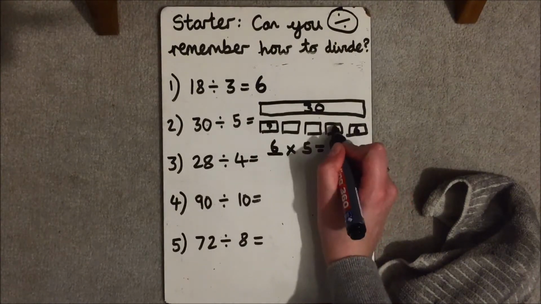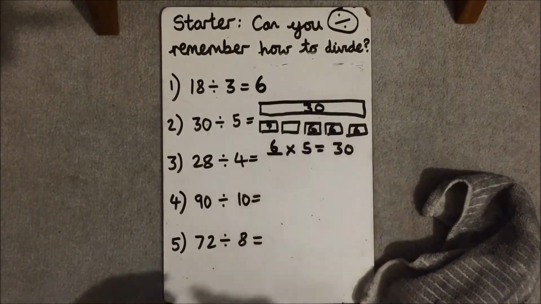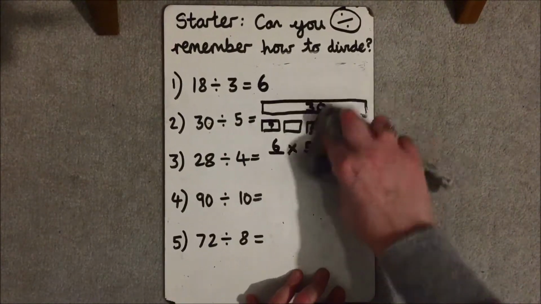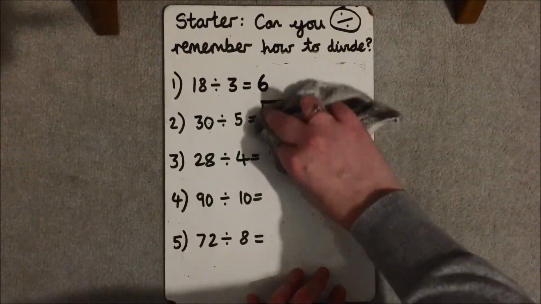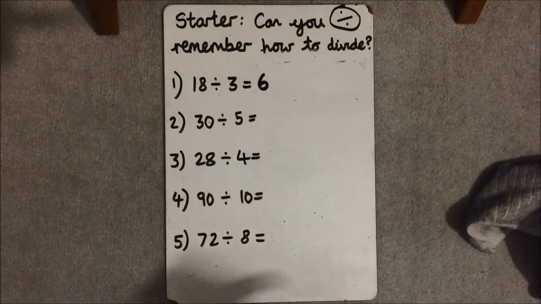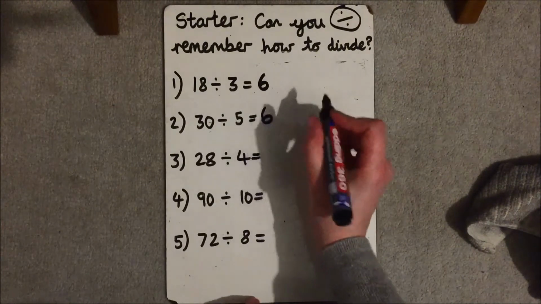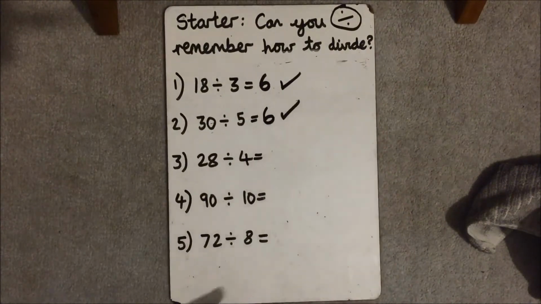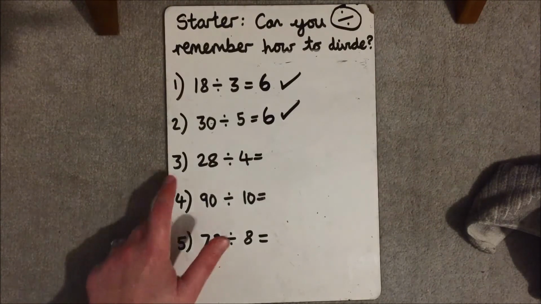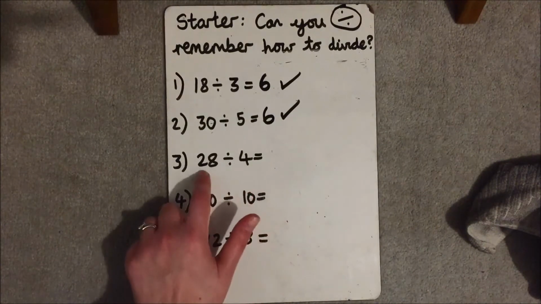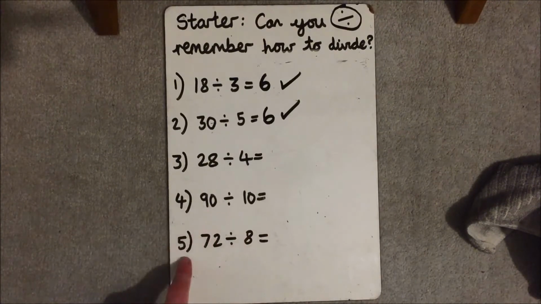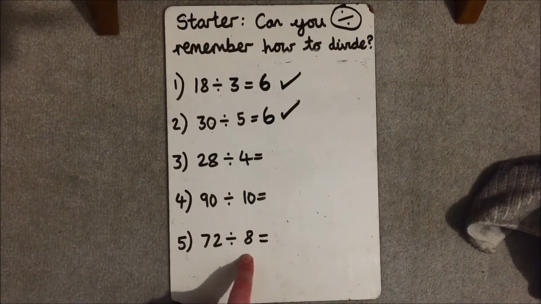So 6 will go in all of these too. Remember, the same number goes in each bar as they are equal groups. So I'm going to write a 6 next to that. Don't forget, if you're getting these correct, give yourself a tick. I would now like everyone to try 3, 4 and 5 using the times table method. So for number 3, count in 4s to 28. Number 4, count in, you've got it, 10s to 90. And number 5, count in 8s to 72.